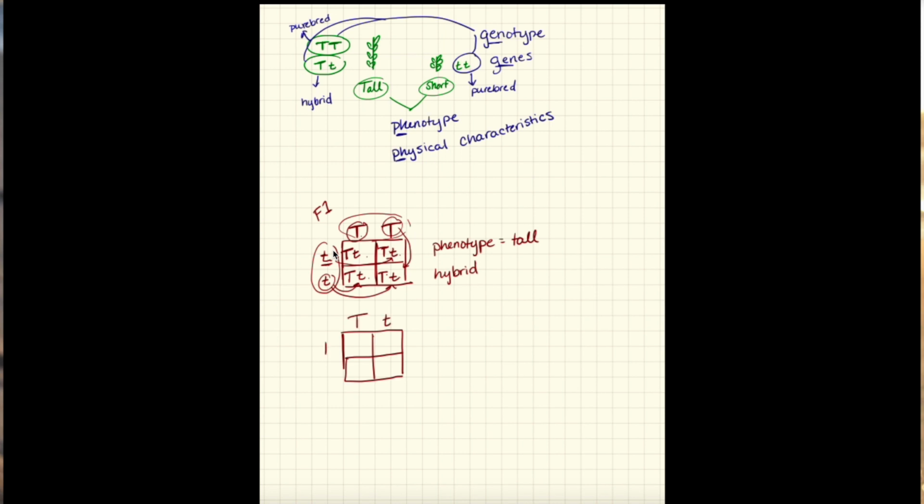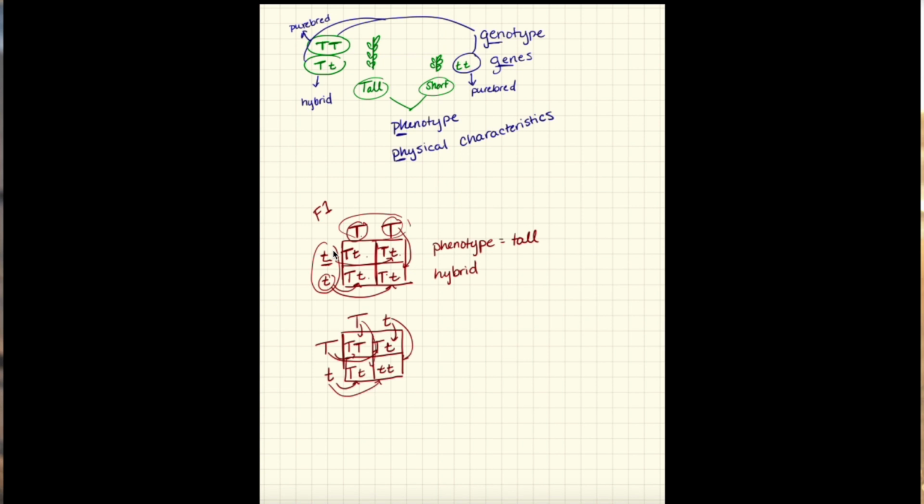So both of these parents look tall. And if you didn't know their genotype, you might think they were purebred tall. But you're going to be able to tell by their offspring that they're not, because look what happens. I'm going to take this T and this T over here, and bring this one down, this one over. And then my last square is going to be interesting.